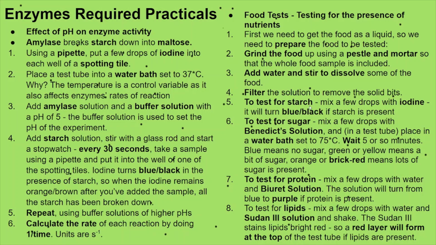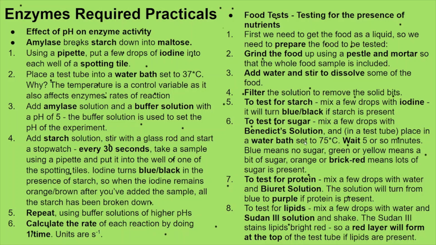First of all, to test for starch, like we just did in the other practical, we're going to mix with a few drops of iodine. Blue-black is the positive result. To test for sugar, this is the most complicated one. Remember, we're using Benedict's solution. These are all really important things to remember.